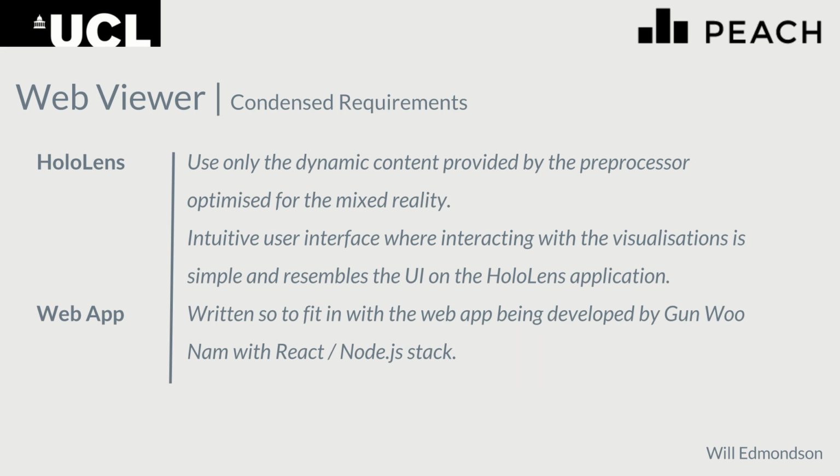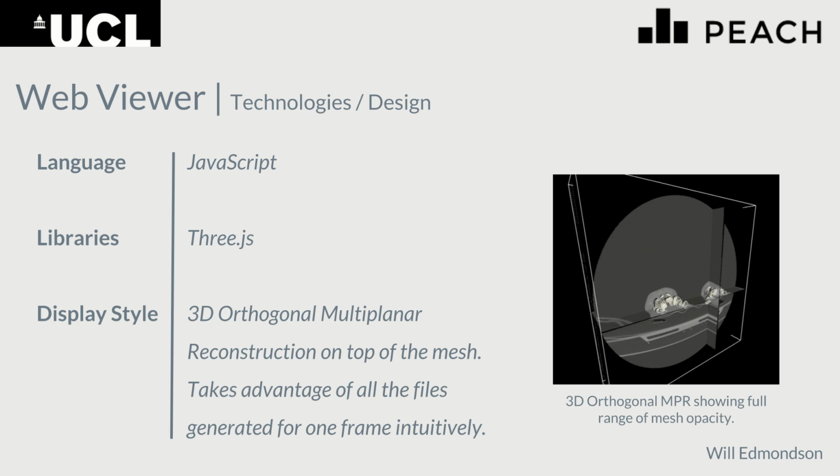Condensed requirements for the web viewer. The HoloLens uses only dynamic content provided by the preprocessor optimized for mixed reality. An intuitive user interface for interacting with the visualizations is simple, and it resembles the UI of the HoloLens application. The web app requirements: it must fit in with the web app developed by Gun Winam in React and Node.js. The language chosen was JavaScript, and the library Three.js, which is a common animation library for JavaScript.